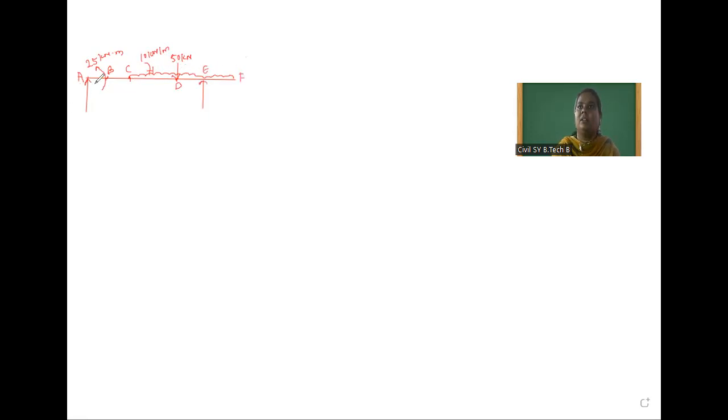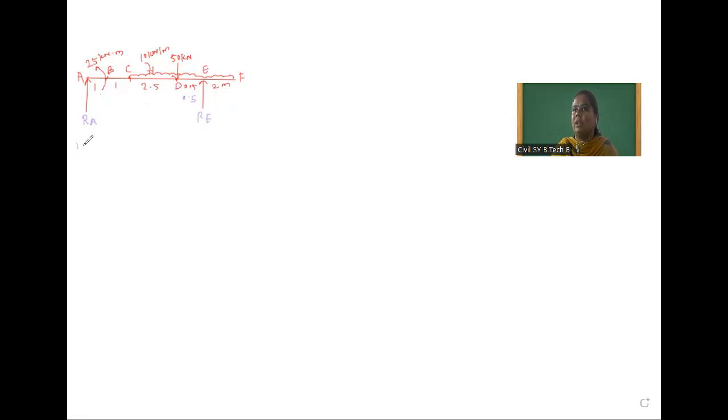Okay, so the spans are: here 2.5 meter, here 0.5 meter, and the last one is 2 meter. The span between D to E is 0.5. Okay. So as per our procedure, we have to calculate RA and RE.